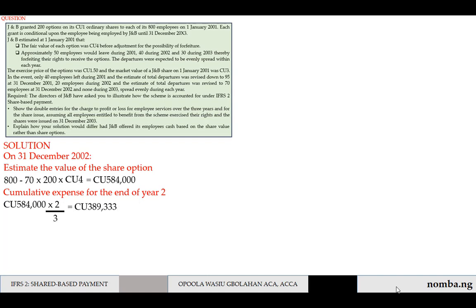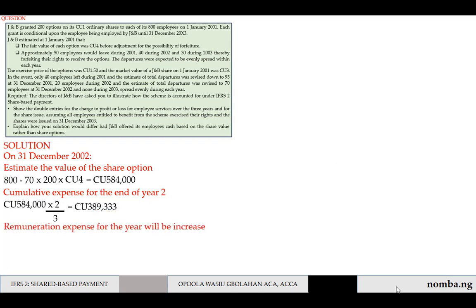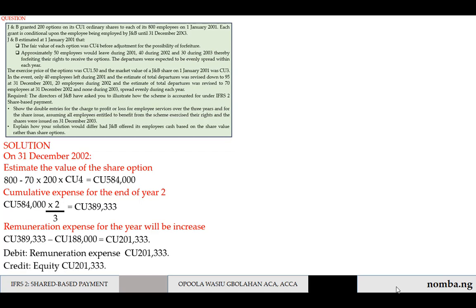That gives us 389,303. So the remuneration expense relating to this year will be the increase, which is 389,303 minus 188,000. And that gives us 201,303. Therefore, we will debit remuneration expense with 201,303 and we credit equity with 201,303 at the end of year 3, which is 31st December 2003.